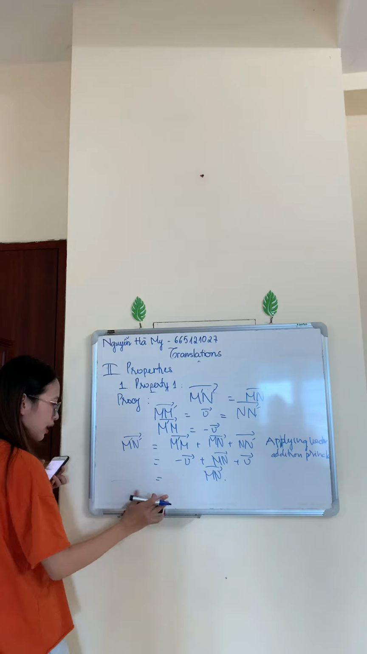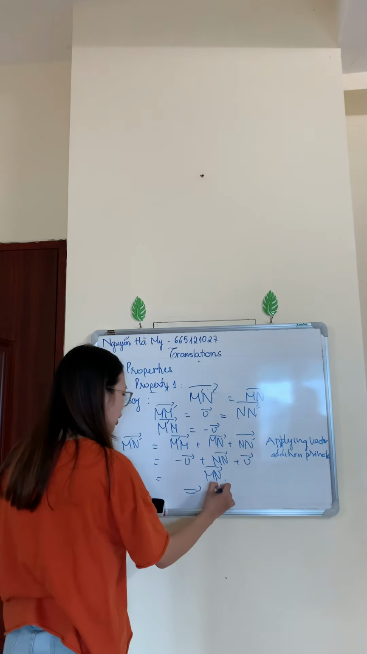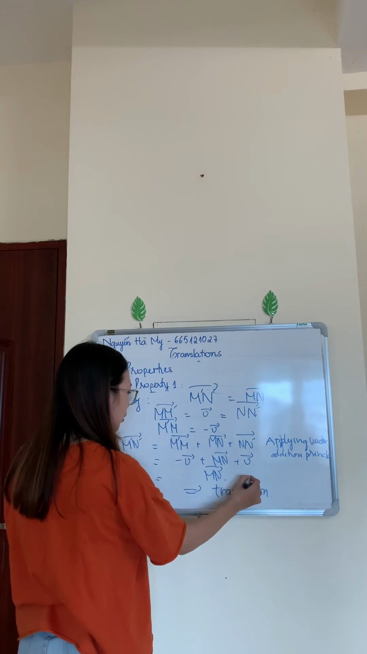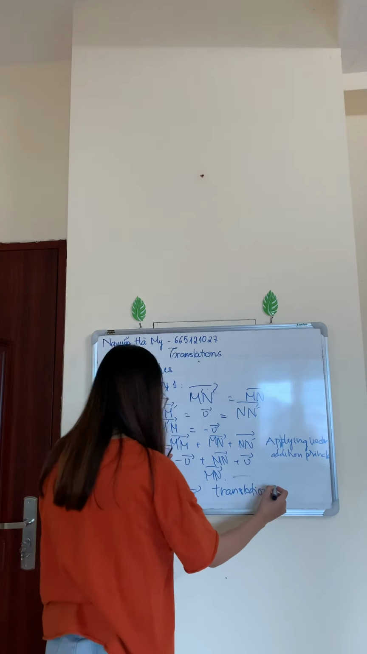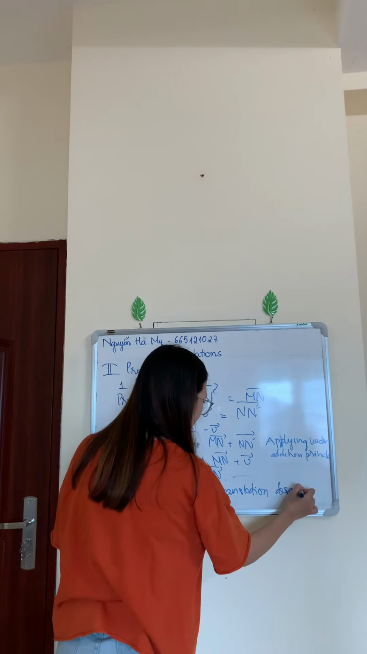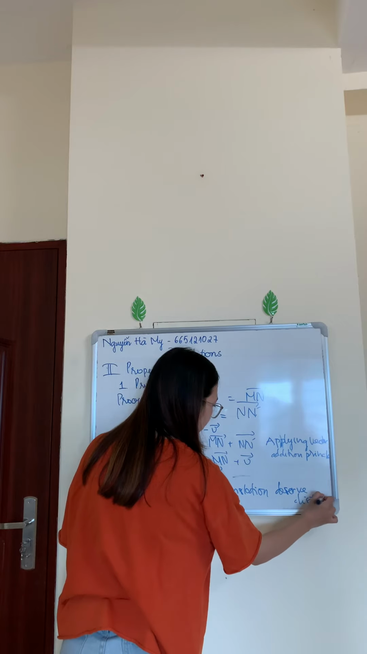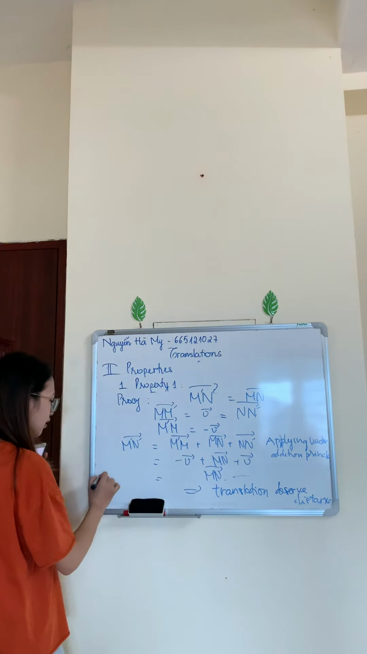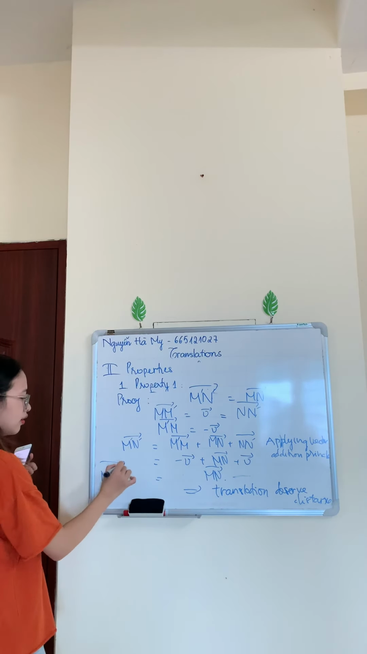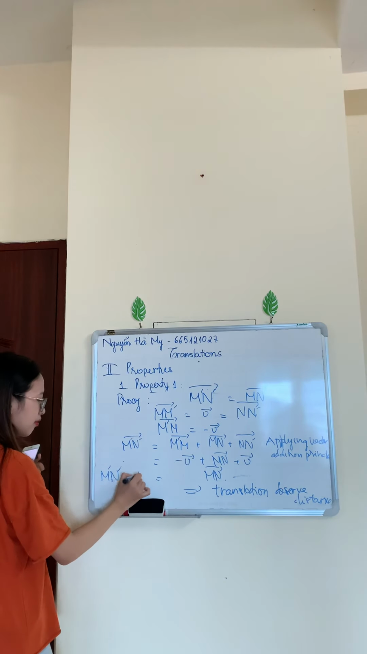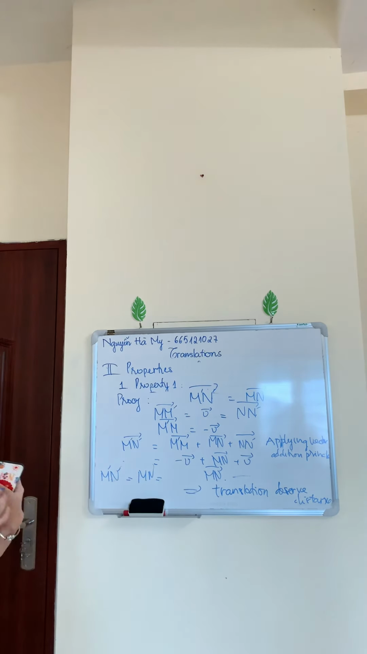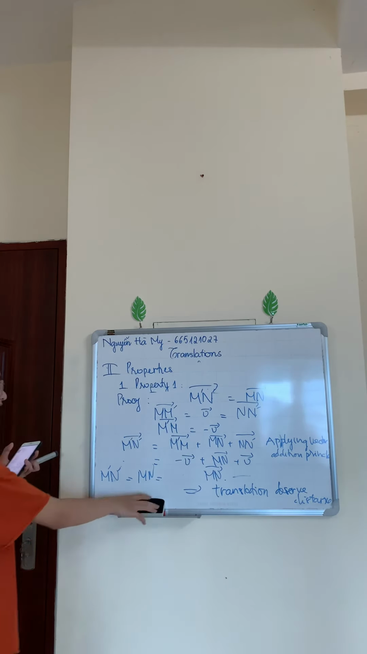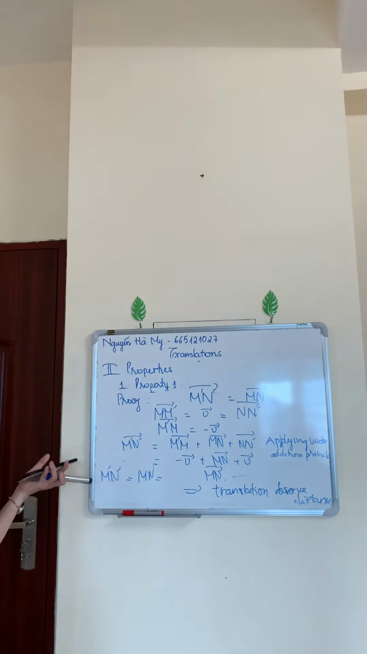So in other words, we can say that translation preserves distance, because vector M prime N prime equals vector MN, so the lengths are also equal. So it preserves distance. Okay, let's move to property 2.